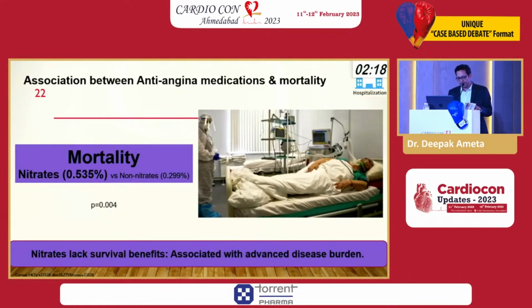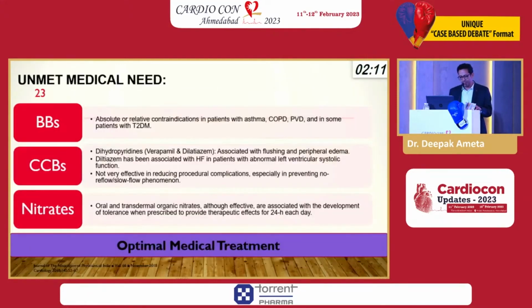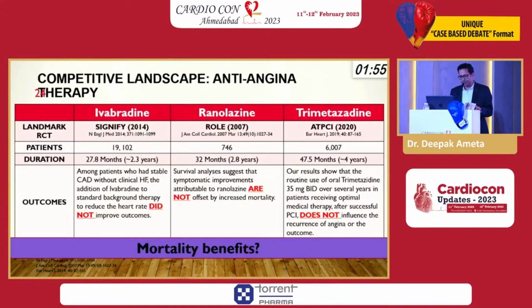So this is the same again. Apart from nitrates, there are some unmet needs with beta blockers also, because you cannot use beta blockers in a patient with asthma, COPD, PVDs. CCBs have the problems of flushing and peripheral edema. With nitrates, the patients develop tolerance. The patients have headaches with nitrates, and sometimes they are not tolerating the nitrates. And vis-a-vis, this is the comparison with ivabradine, ranolazine, and trimetazidine.